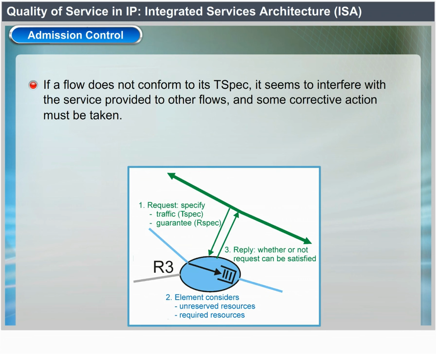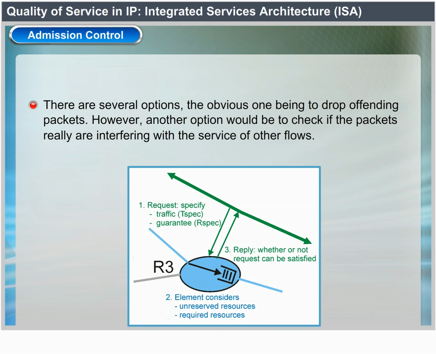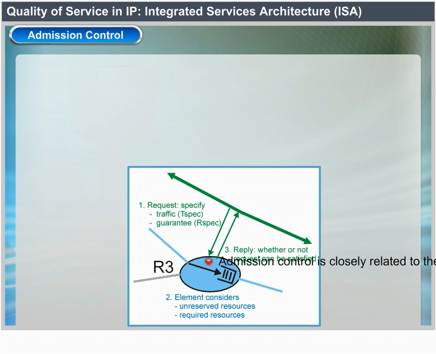There are several options, the obvious one being to drop offending packets. However, another option would be to check if the packets really are interfering with the service of other flows. If they are not interfering, the packets could be sent on after being marked with a tag that says in effect, "This is a non-conforming packet. Drop it first if you need to drop any packets." Admission control is closely related to the important issue of policy.